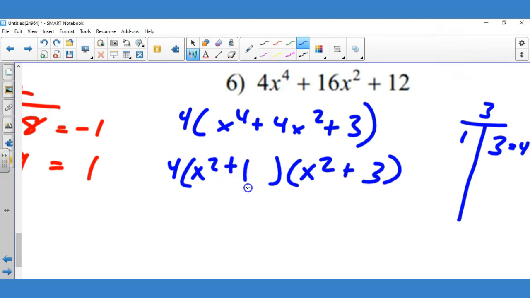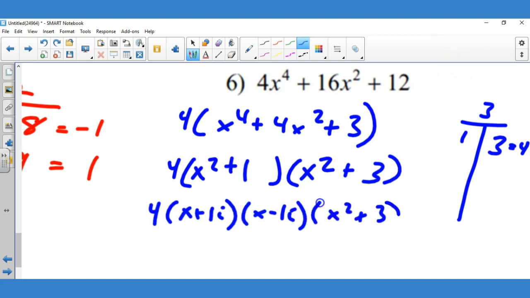Alright, so here is the sum of two squares. We have x plus 1i, x minus 1i, and x squared plus 3. Alright, so there we go.